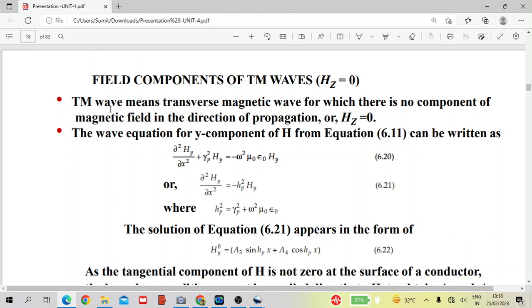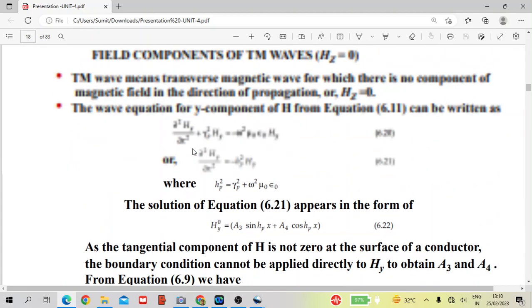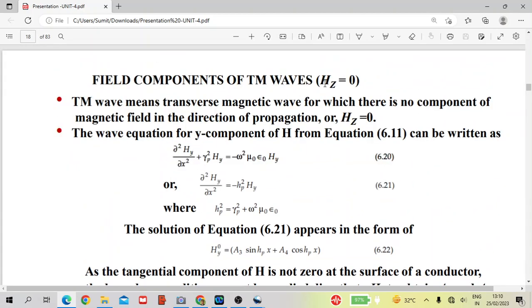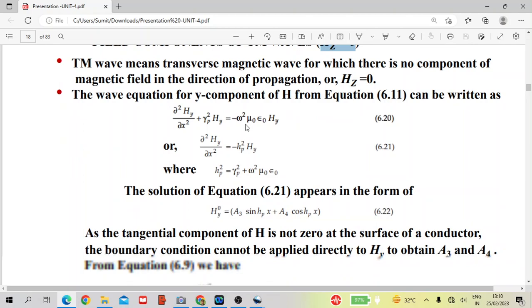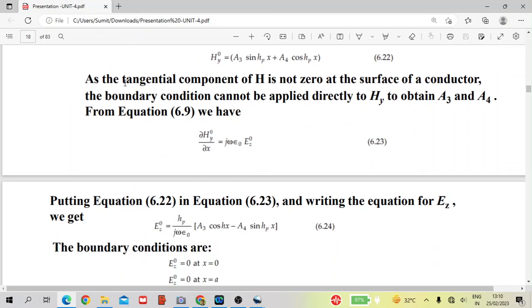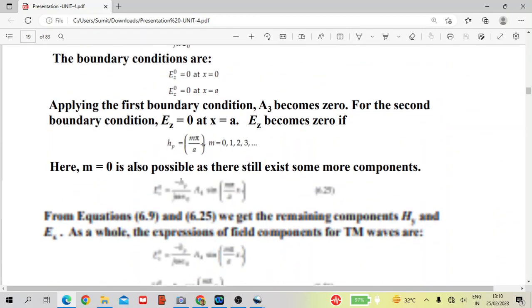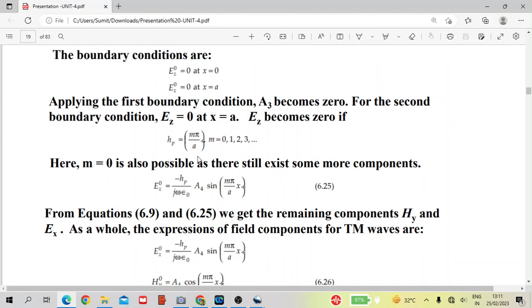Similarly, just as we did the analysis for TE waves, for TM waves the same process applies. If we do the analysis, for TM waves Hz is 0. So it is transverse magnetic, because there is no longitudinal component of H along the Z direction. TM wave means a transverse magnetic wave for which there is no component of magnetic field in the direction of propagation. We proceed in a similar way, you get similar equations as before, and you get the solution. I am not repeating the same thing; you can go through the same process and we get this equation. Here it is m pi by a.